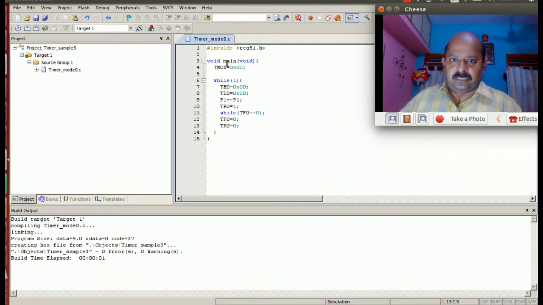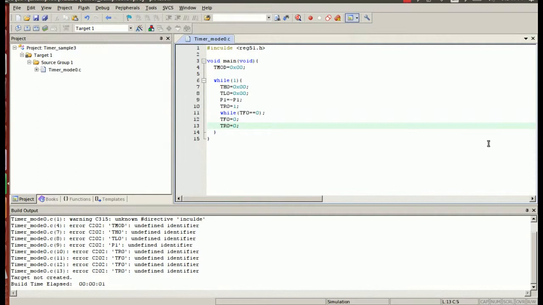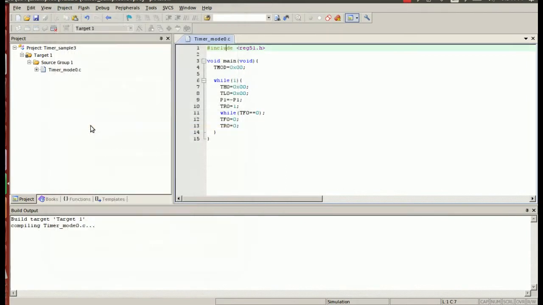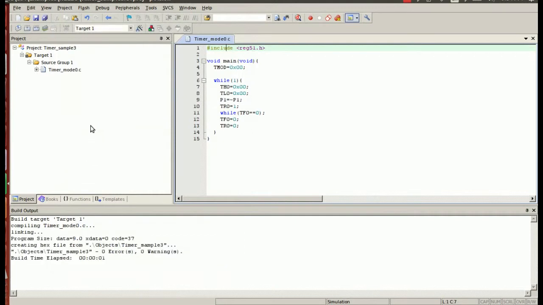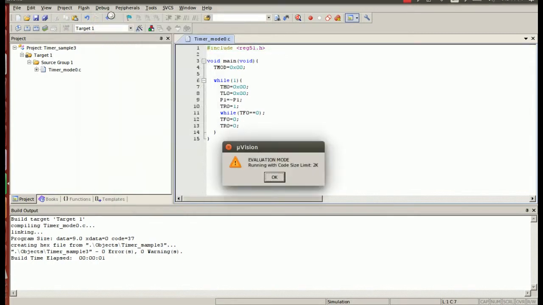Now having written this program, let us compile it. We have so many errors. The reason is the spelling of include, INCLUDE. That is the right word. Let's compile it again. We have not got any error this time, 0 errors. So let us run the session in the debug mode.